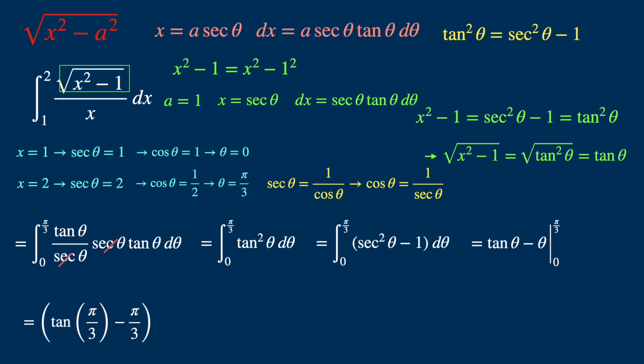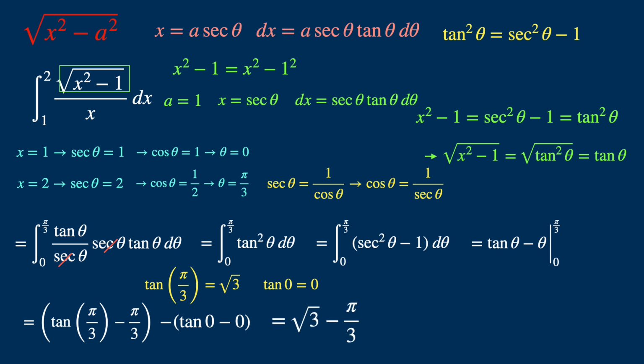When you plug in pi over 3, you get tangent pi over 3 minus pi over 3, then minus the 0 part, which is tangent 0 minus 0. Tangent pi over 3 is going to be square root 3. Tangent 0 is going to be 0. So we got the answer: square root 3 minus pi over 3.